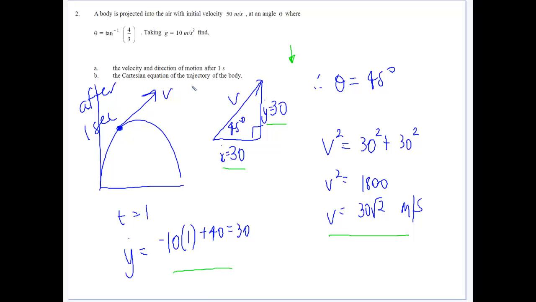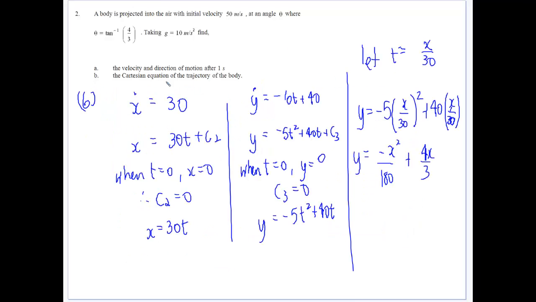Now we want to find the Cartesian equation of the trajectory of the body. Well, to get a Cartesian equation, we need to relate the position statements for x and y. So we integrate again from our horizontal and vertical velocity statements. So we integrate 30 and get 30t. We know when t was equal to 0, x was equal to 0, so our constant there would be 0. And that gives us our statement for its horizontal position at any point in time.